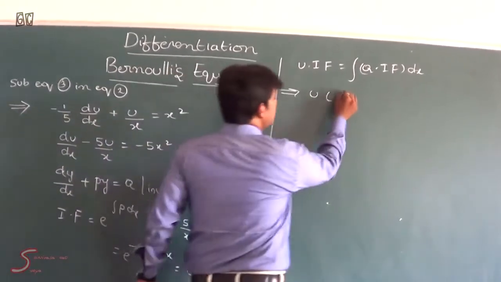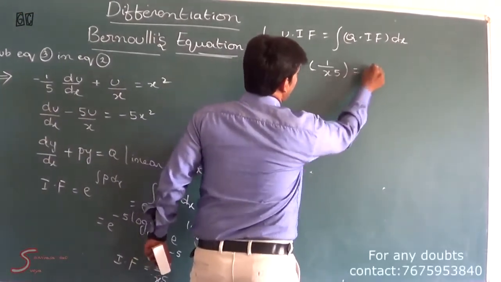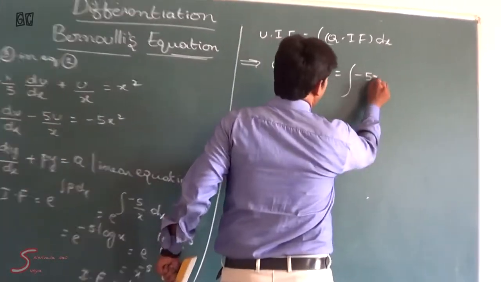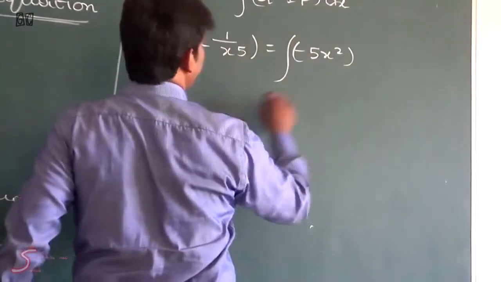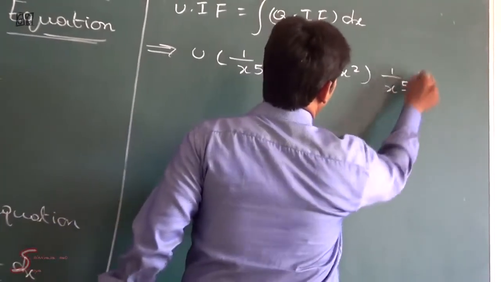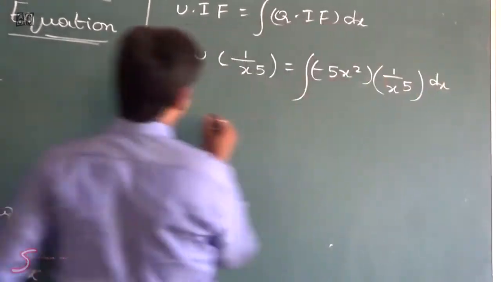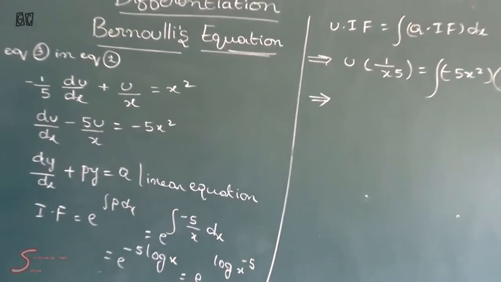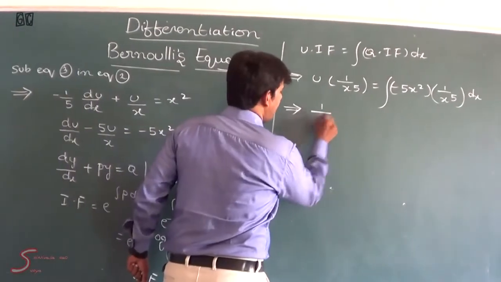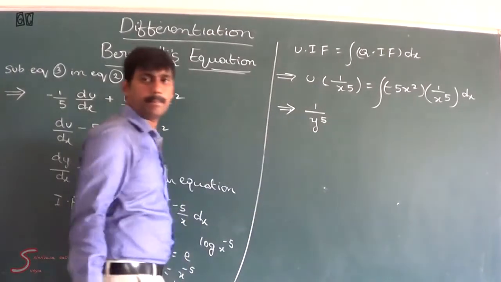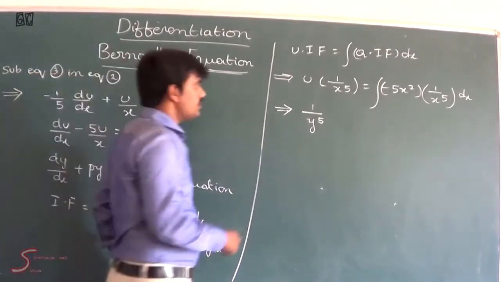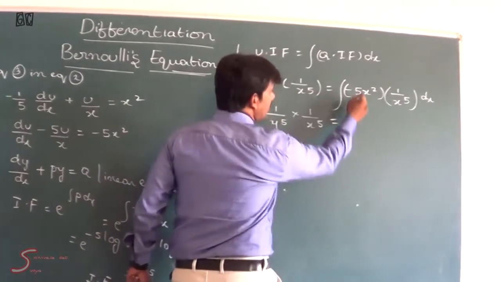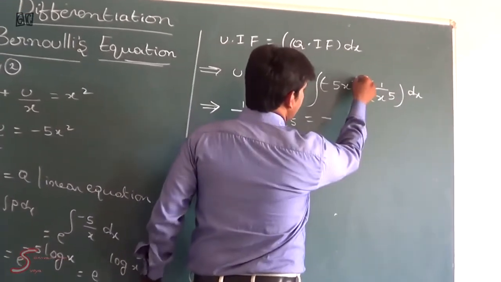So u as usual into the integrating factor we got, which is 1 by x power 5, equal to integral of q, that is minus 5x square, into again the integrating factor 1 by x power 5, dx. But what is u? We consider u as 1 by y power 5 in the first step, into 1 by x power 5 equal to minus 5 as common, that is x square.